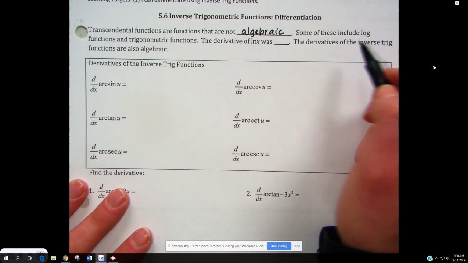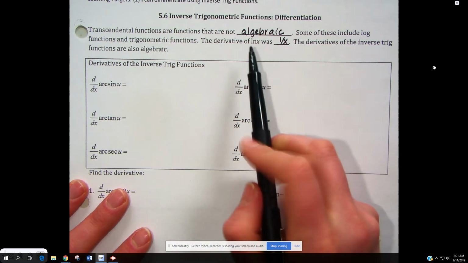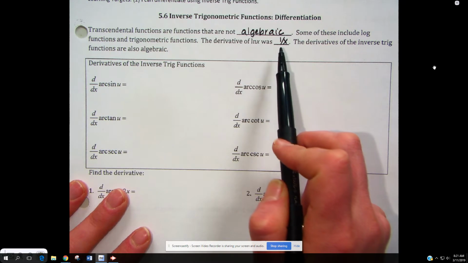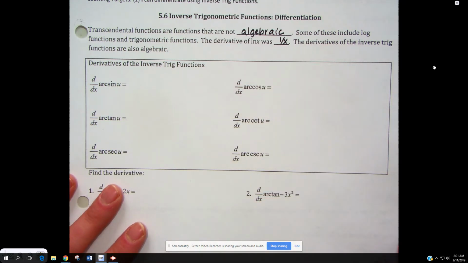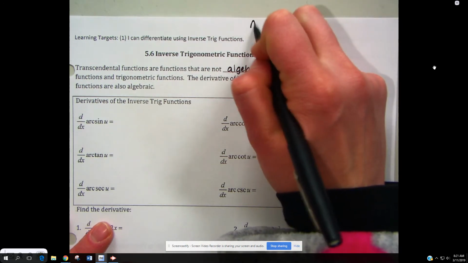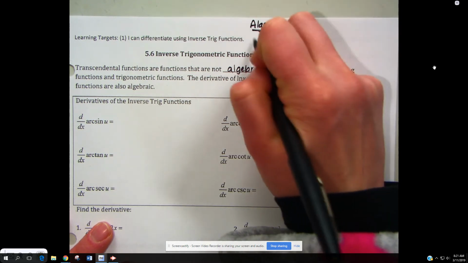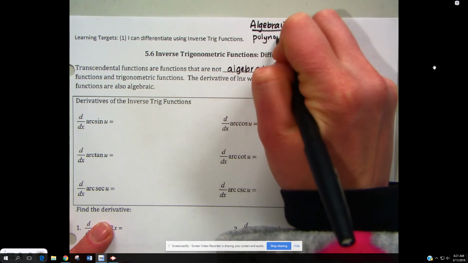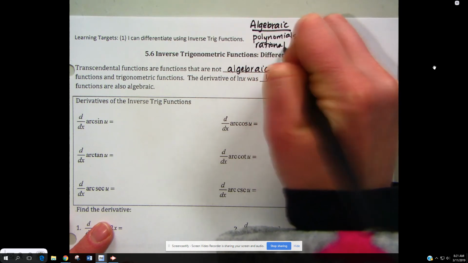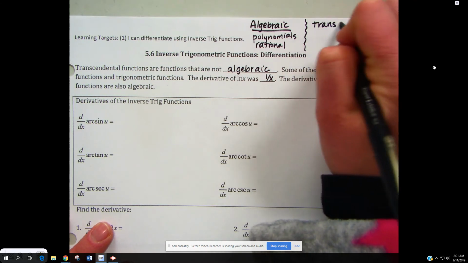For example, the derivative of log x was 1 over x. So in this case, we have a truly transcendental function with an overall algebraic derivative. And the derivatives of inverse trig functions work the same way. Just as a quick reminder, we have our algebraic functions. If you wanted to categorize things, this includes things like our polynomials or our rational functions. And we can contrast that with transcendental functions.